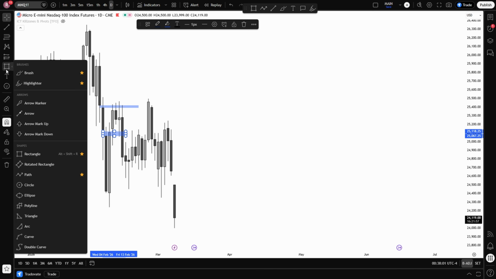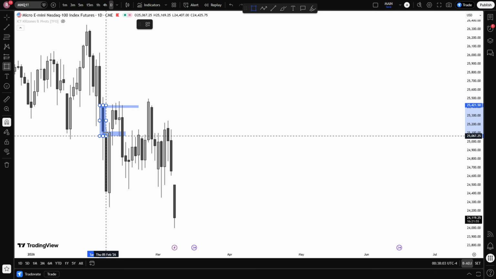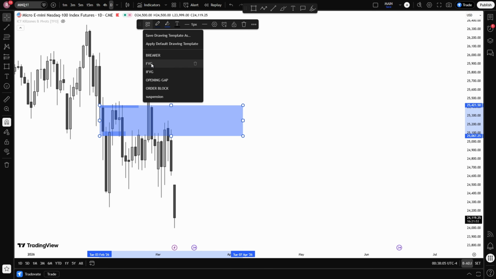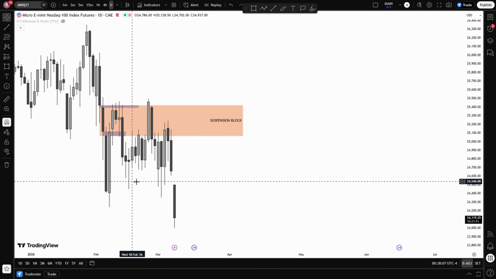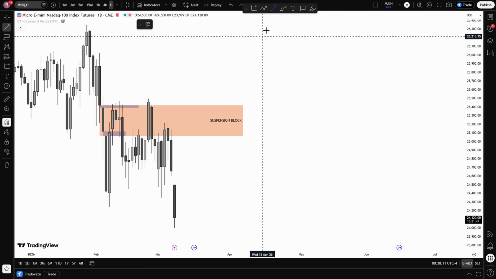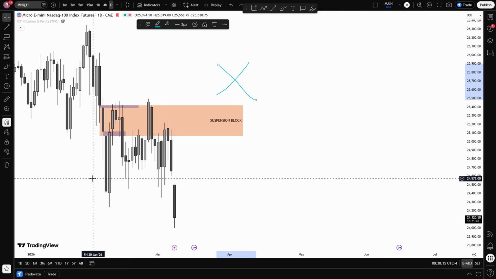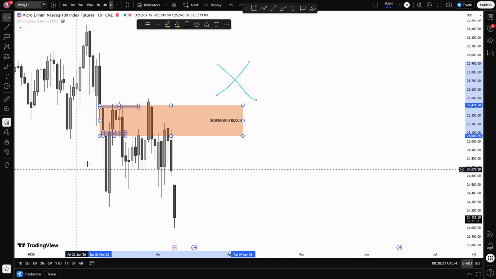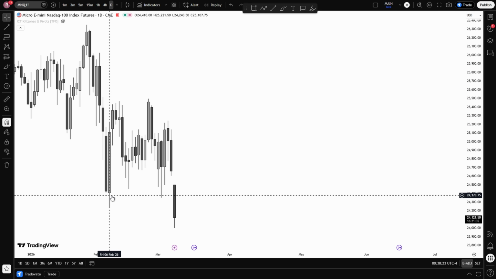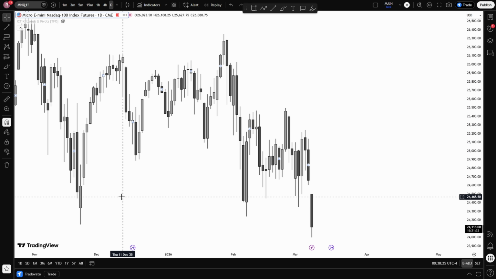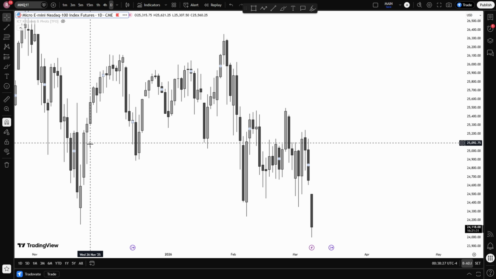But there is an important detail here. Many people might think that this is just a normal fair value gap combined with volume imbalance, but that is not correct. In a suspension block, you only need volume imbalances around the candle, but there is no requirement for the wicks to stay outside the block. The wicks can actually come inside the suspension block. That means there might not even be a clean fair value gap, and it can still qualify as a suspension block. Now let's look at an example.